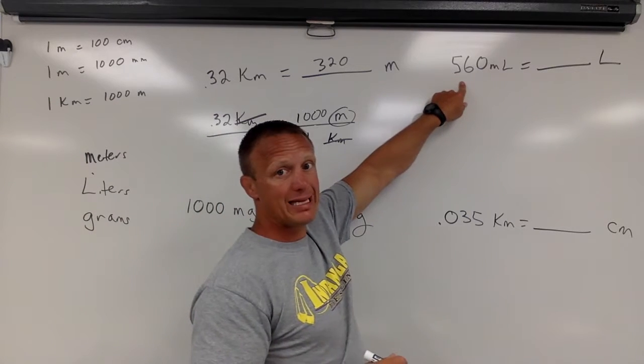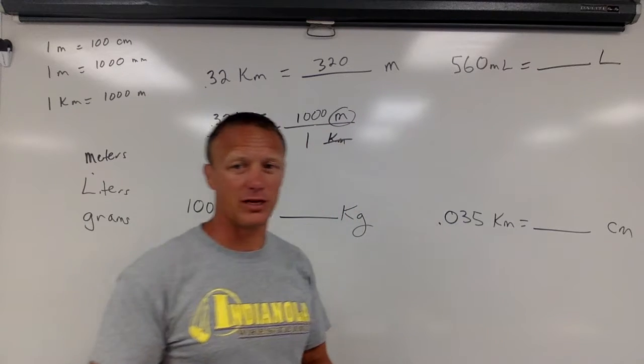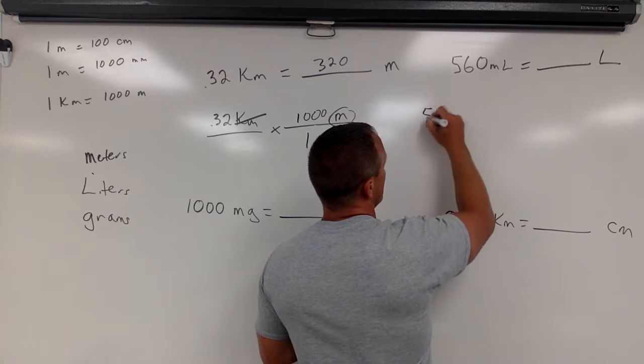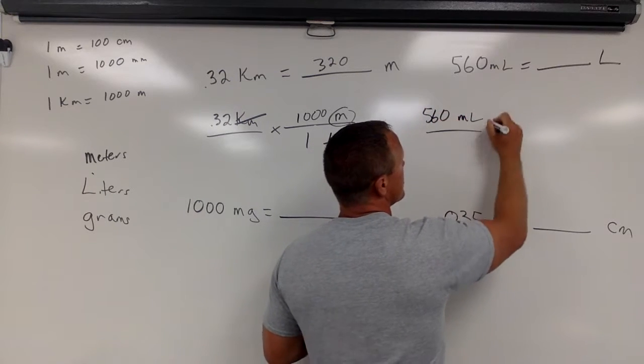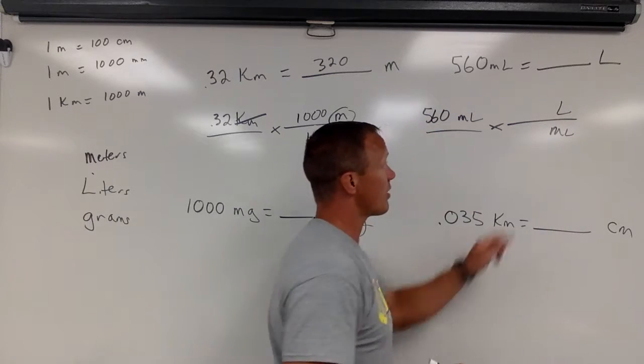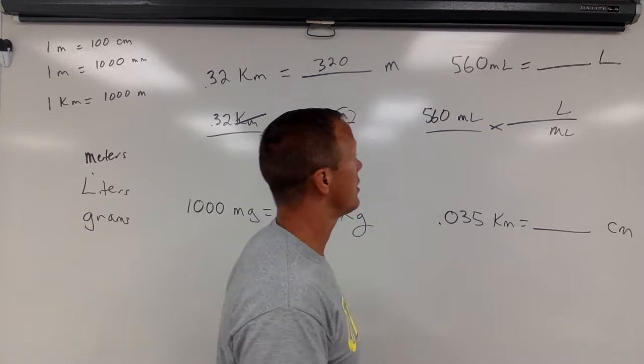This one, we're going from milliliters to the base unit of liters. Think about what a liter is. A liter is a unit of volume. A 2 liter pop, you kind of know how big that is. So start with what you know, 560 milliliters. That label needs to go on the bottom. We're going to the base unit. So one of these I always have as the base unit. In this case, we're going to the base unit of liters.